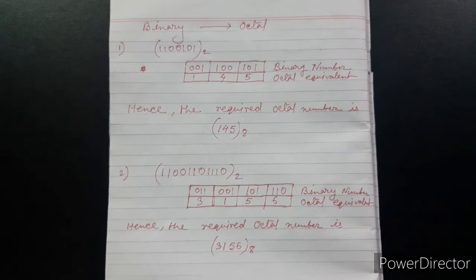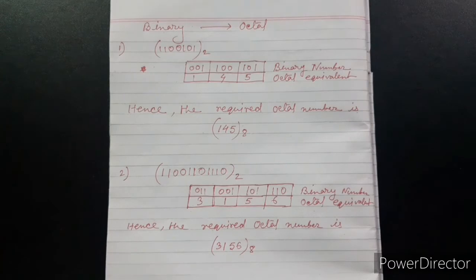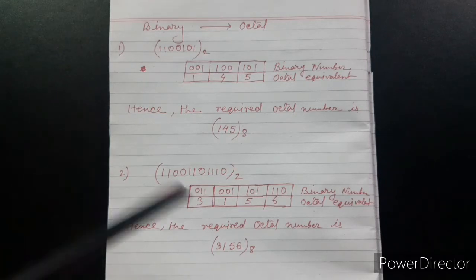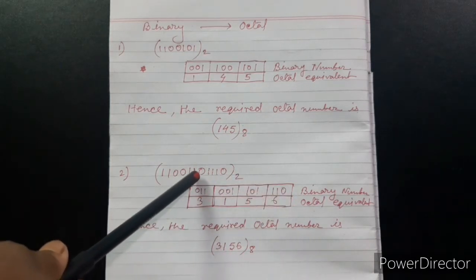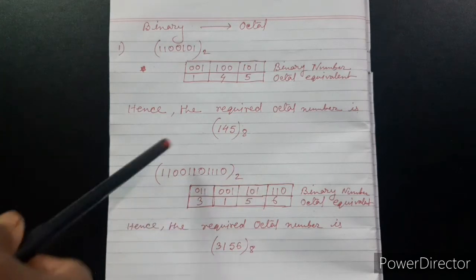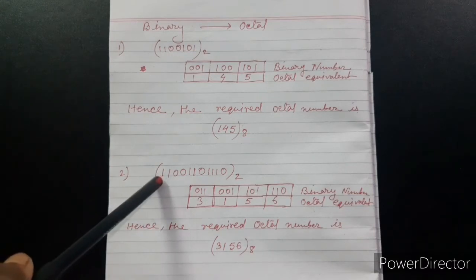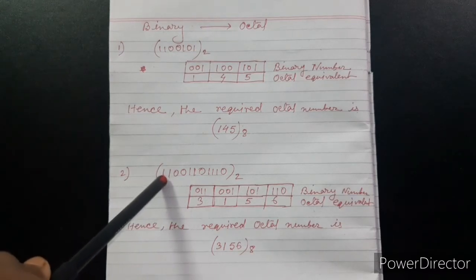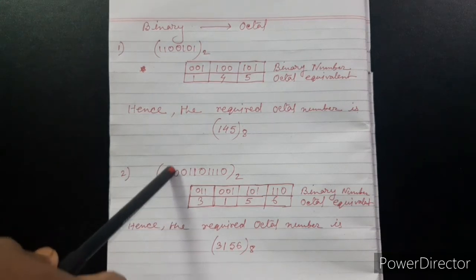Now the second example, 1101100001. Again, create a 3-bit group from the right side. So our first group is 001, then 100, next group 101, and finally 11. Here we put a 0 and we make it a 3-bit group, 011.